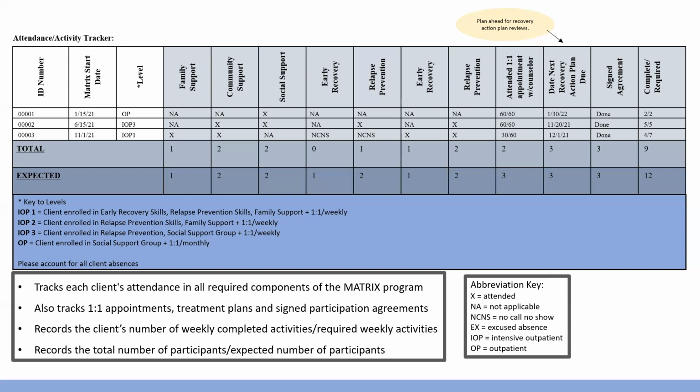The bottom 2 rows account for the total number of activities completed in each column and the number we expect to be completed. So, for instance, in the first early recovery column, we see that no one attended that group, so the total is 0. We expected 1 client to attend this group, the no call, no show. So the number 1 goes in the expected box. The other 2 matrix clients were not expected in that group, as indicated by the NA, not applicable notes. Every box should be filled in when you complete this table. Next slide.